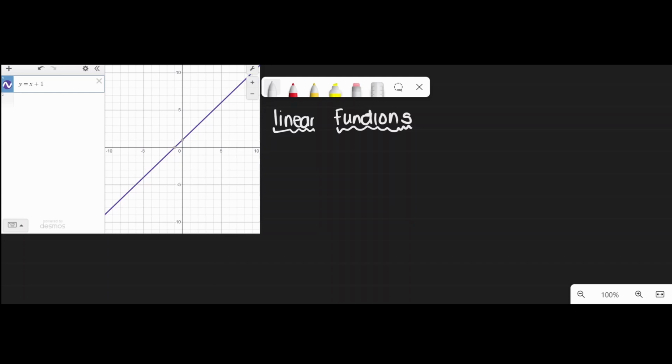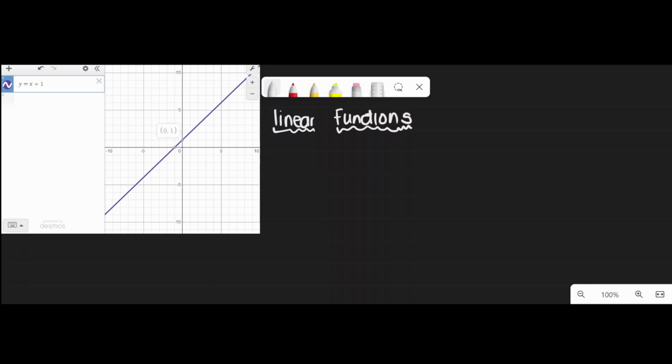So this is called what? Our y-axis. And this one is called our x-axis. The one that goes vertically is called our y-axis, and the one that goes horizontally is called our x-axis.